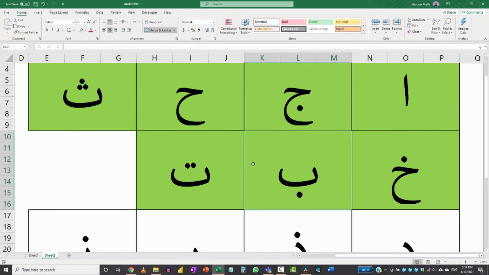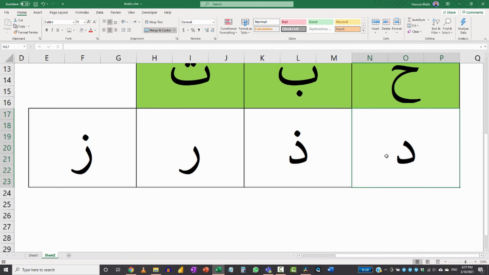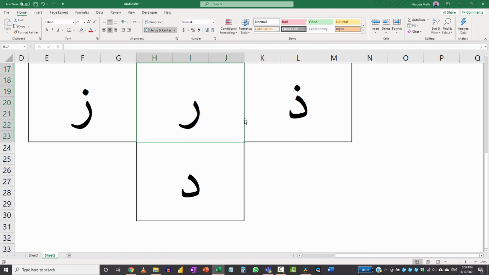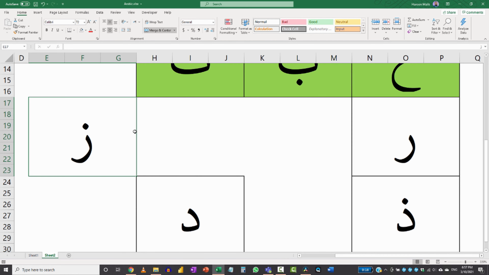It's supposed to be alif ba ta tha jim ha ha, but I totally mixed them up. So this is exactly what we're going to do over here now. We're going to put maybe dal here, and then we'll start with ra, and we'll keep that here.